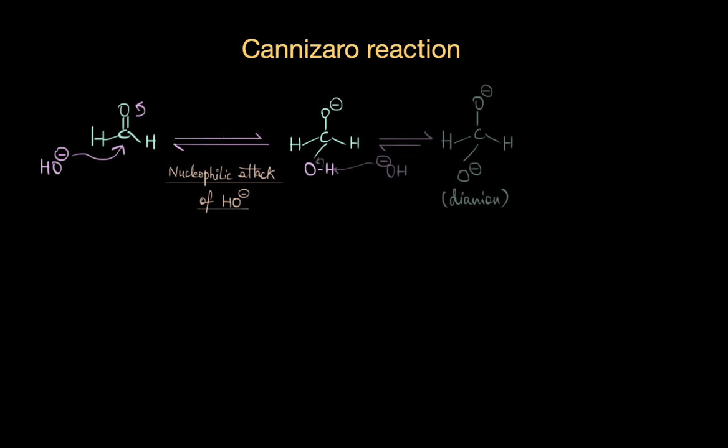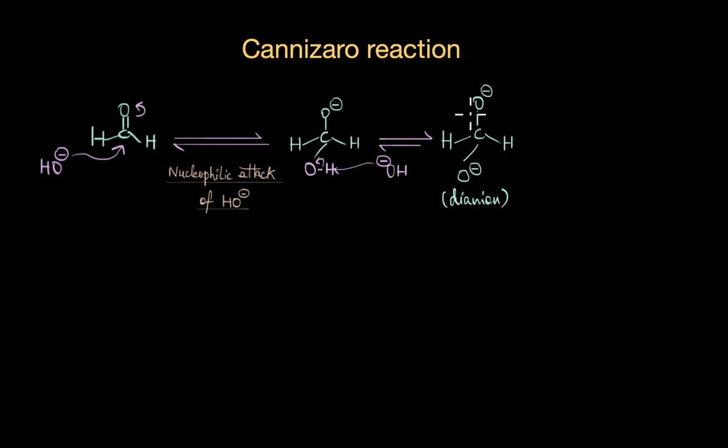Now in the next step, another hydroxide ion comes and grabs this hydrogen from the OH group. So basically, we end up with a dianion. Now remember, this formation of the dianion takes place when we have a highly concentrated basic medium. In the next step, the C double bond O gets restored.